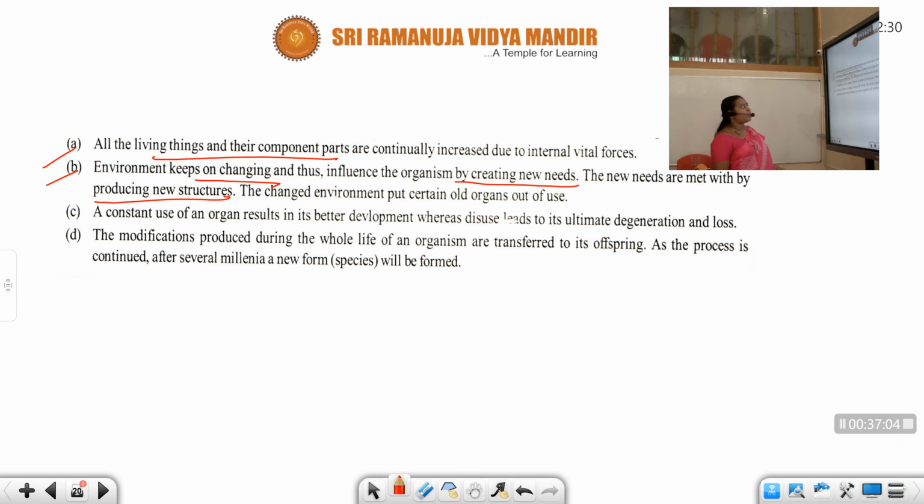So a very important point. Environment keeps on changing and thus influences the organism by creating new needs. So here, because of the environment only, the organism is creating new needs. These new needs are met with by producing new structures. The changed environment puts certain old organs out of use. When new ones are coming, old ones are out of use. A constant use of an organ results in better development, whereas disuse leads to the ultimate degeneration and loss.